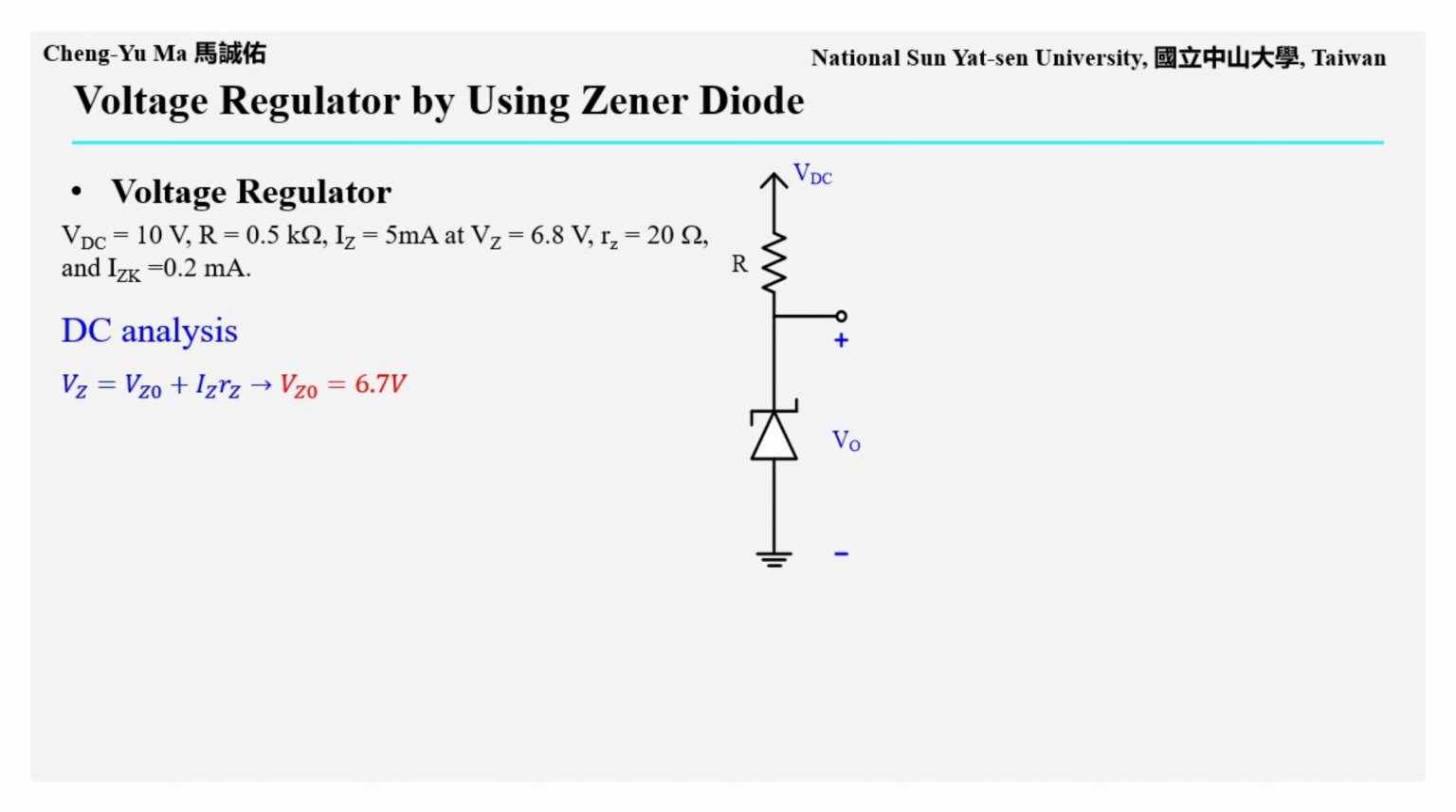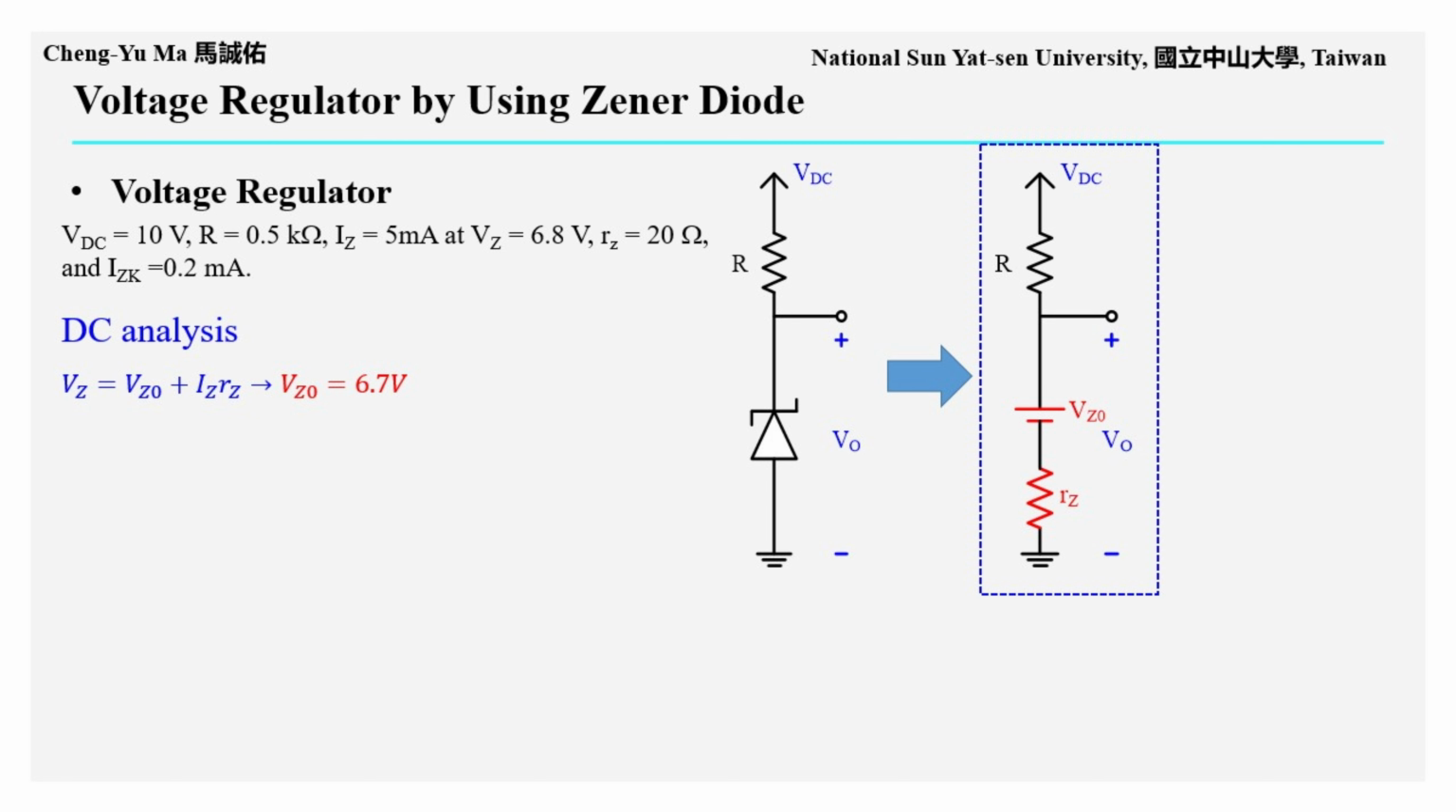First, we perform the steady-state DC analysis. Using the Zener reverse conduction equation, VZ equals VZ0 plus IZ times RZ, and using the given specification that VZ is 6.8 volts when IZ is 5 milliamps, we can solve for VZ0. The result is VZ0 equals 6.7 volts. Therefore, we obtain the equivalent circuit of the Zener diode in reverse conduction, as shown on the right.